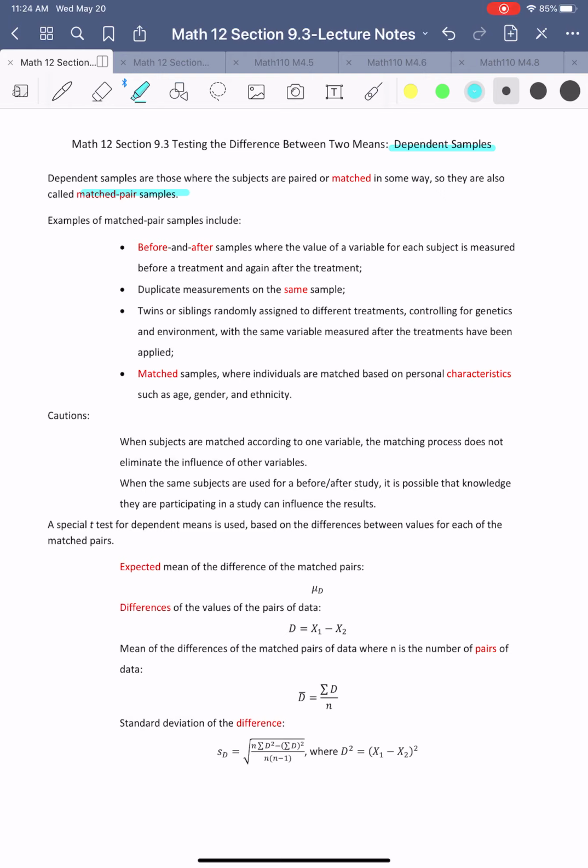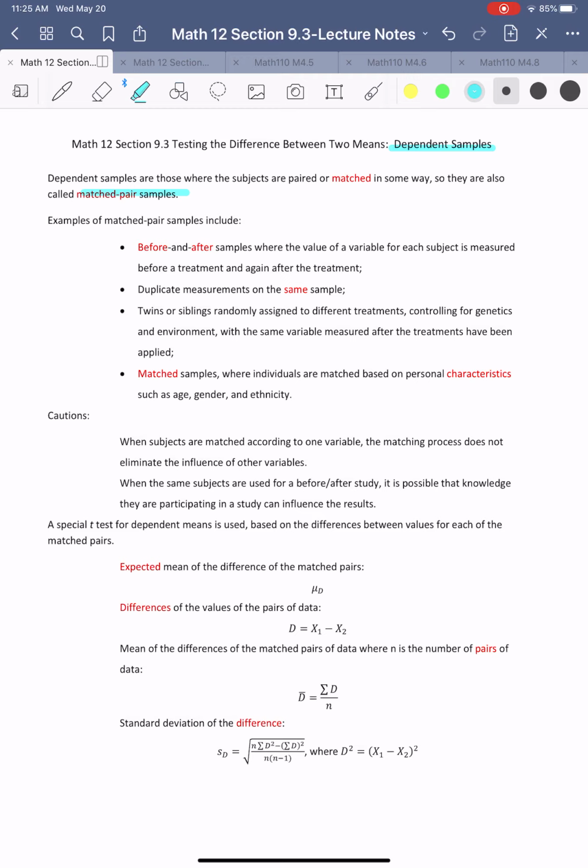Examples of matched pair samples include before-or-after samples, where the value of a variable for each subject is measured before a treatment and again after treatment; duplicate measurements on the same sample; twins or siblings randomly assigned to different treatments, controlling for genetics and environment, with the same variable measured after the treatment has been applied; and matched samples, where individuals are matched based on personal characteristics such as age, gender, and ethnicity.